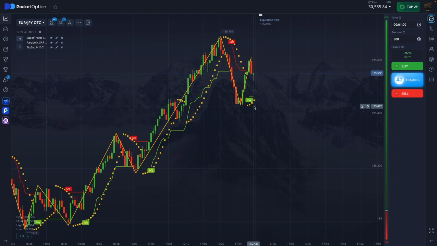If after receiving the signal I go through this verification stage, then finally I look at the zigzag indicator. In order to enter an up trade, I need this yellow line to be pointing upwards and to be on the last candle.